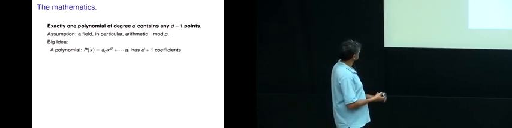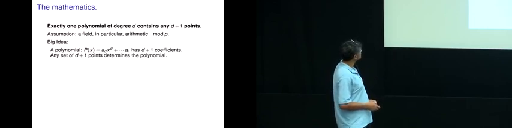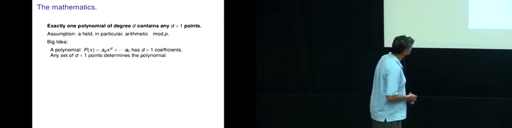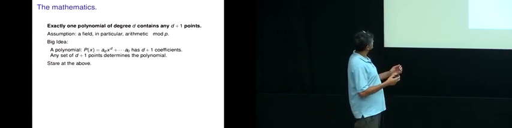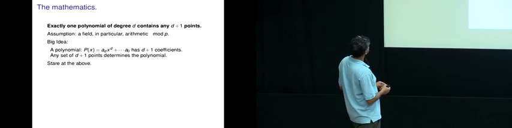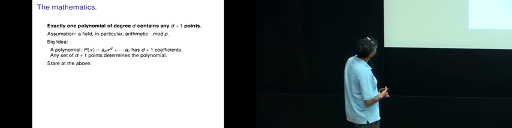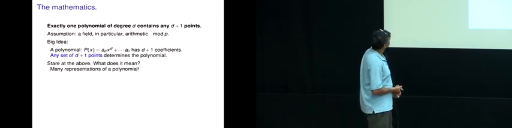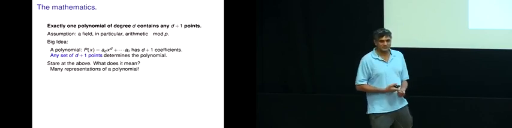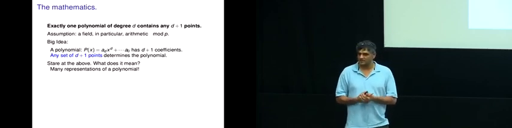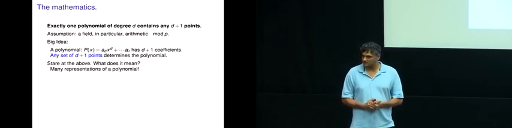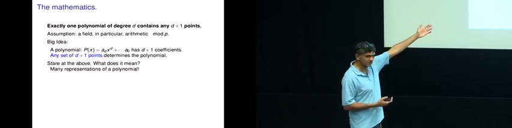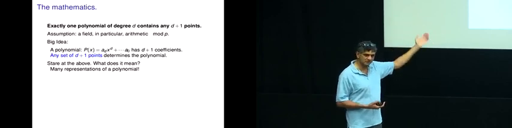So let's just go quickly, but you should think, oh yeah, I know the answer already. The mathematics here is there's a big polynomial, and any set of d plus 1 points determines the polynomial. So stare at the above. What does it mean? It says there's many representations of a polynomial. Many, right? That's what it says. Any set of d plus 1 points. So there's just so many representations.